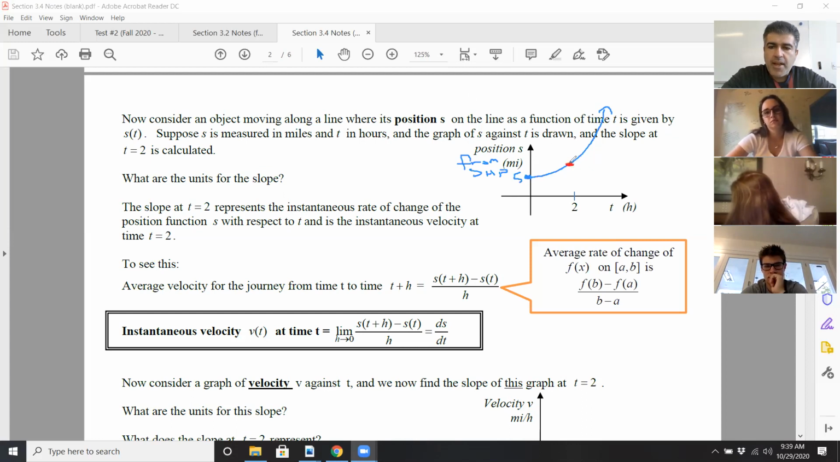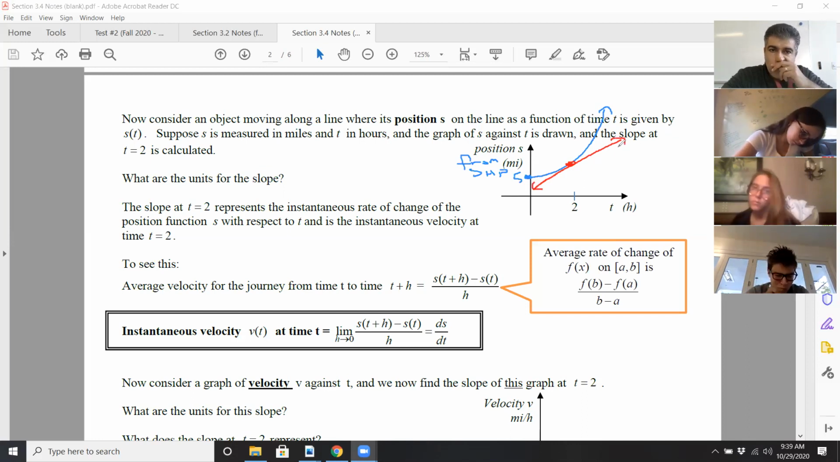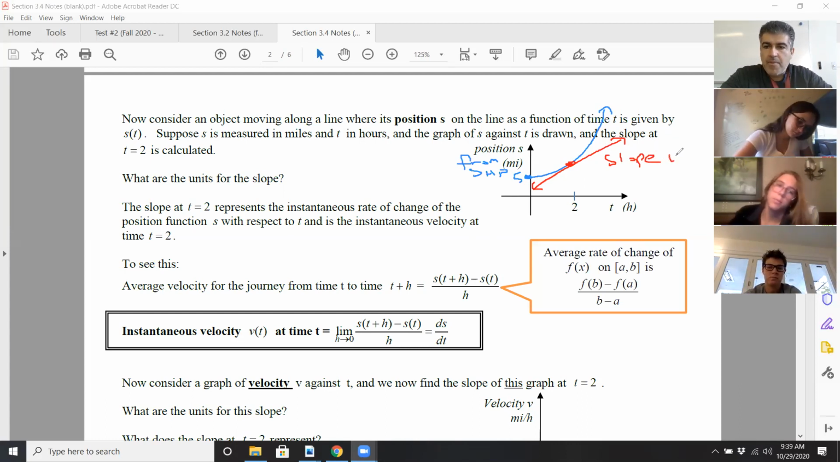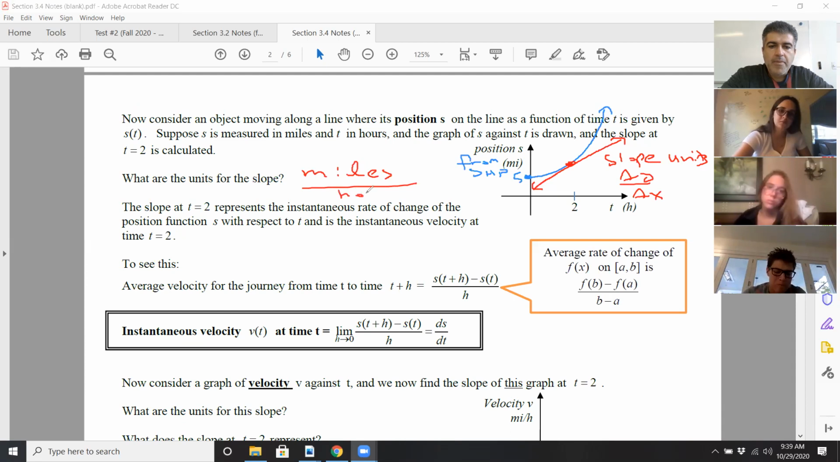Now, what if I drew a tangent line at x equals 2? Or t equals 2? What do you think the units would be for the slope here? Miles per hour. Miles per hour, exactly. Because remember, slope is change in y over change in x. So it'd be miles per hour. And when you think of miles per hour, what does that represent physically? Your speed. Speed, exactly, yeah.